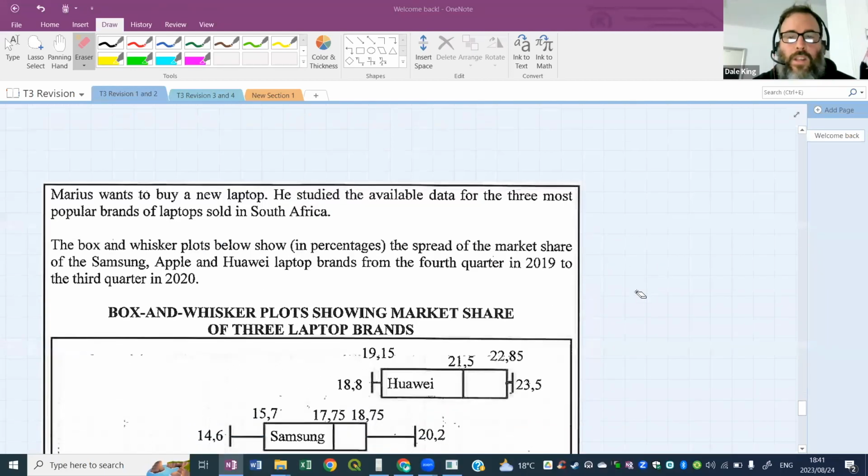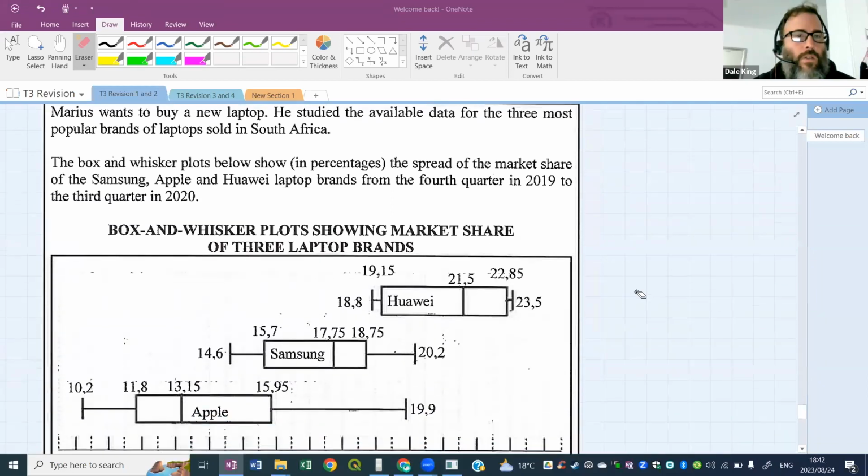So yes, store B, and the reasons you guys gave were very good reasons. Let's have a look at this last question. Marius wants to buy a new laptop. He's a very fastidious person who likes to study things. So he studied the available data for the 3 most popular brands of laptops sold in South Africa. The box and whisker plots below show in percentages the spread of the market share for Samsung, Apple, and Huawei, for the fourth quarter 2019 to the third quarter 2020. So that's a year. A year's worth of sales. And this is the spread in market share for each of these brands.